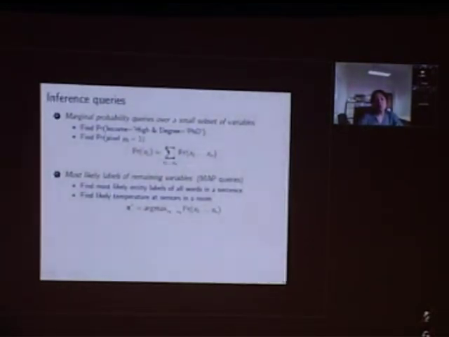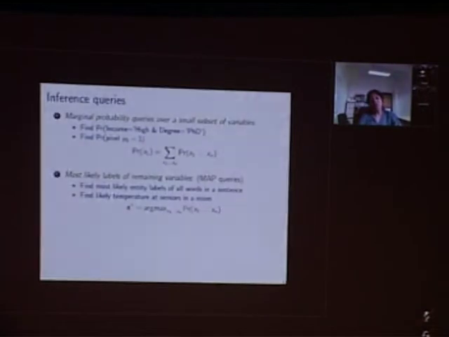The second kind of queries are the mode queries, where you want to find the assignment of labels to variables for which the probability is maximized. This has applications in typical text prediction kinds of models. Say you want to find the most likely set of labels of nodes in a social network, or the most likely entity labels of words in a sentence. Here you are marginalizing the distribution through the max operator instead of the sum operator. That's the only difference.